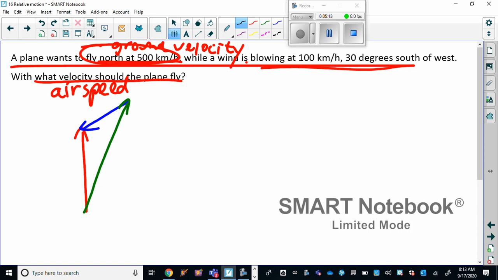Because what information do we have? Well, we have this vector here is 500 kilometers per hour. We have this vector here is 100. The blue vector is 100, and we also have the angle. So let's, as we'll always do, if we have a vector at an angle, we're going to separate into an x and y component. So let's take the wind.